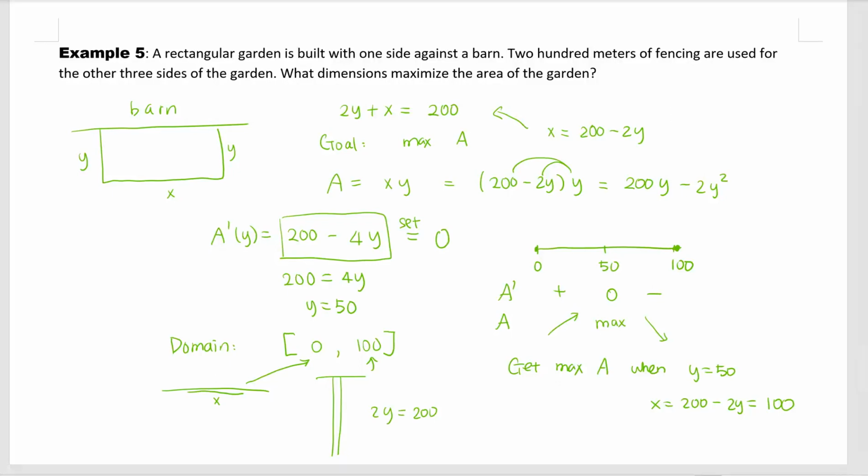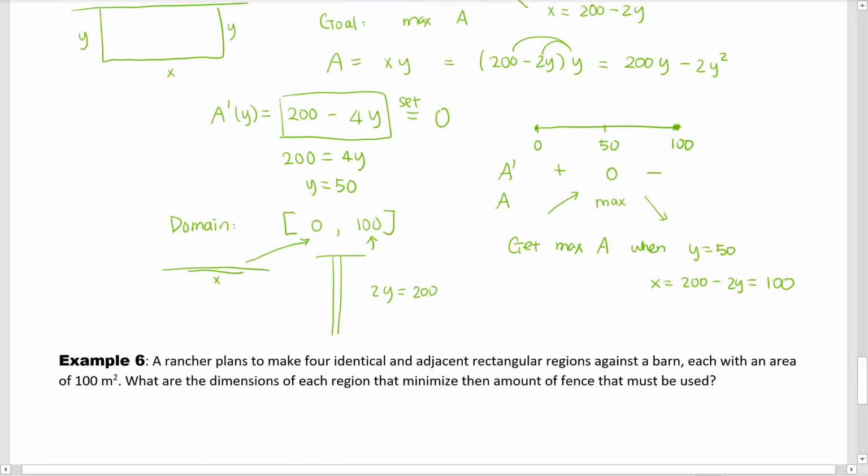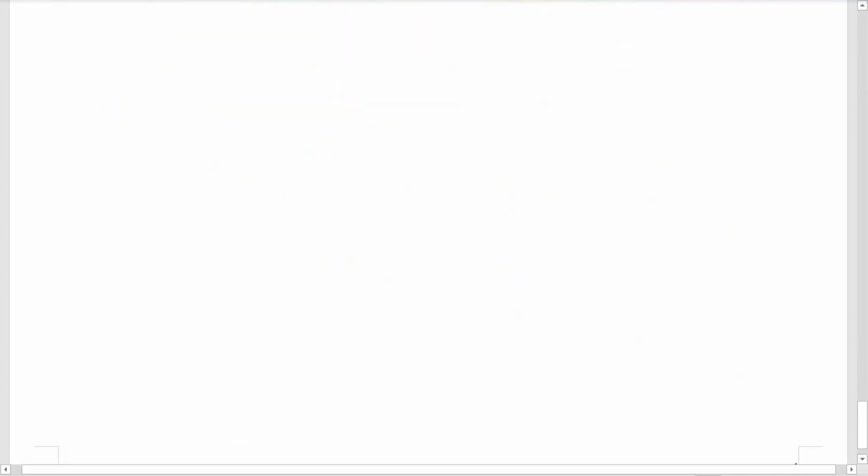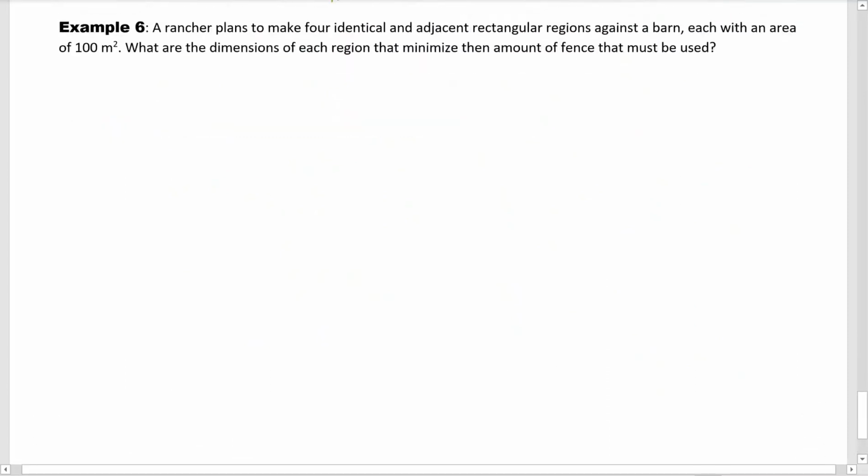Okay, so next we have example 6. Let me see whether the drawing function is working. Oh, still not working. I'm so afraid it freezes, then I need to write the note again.